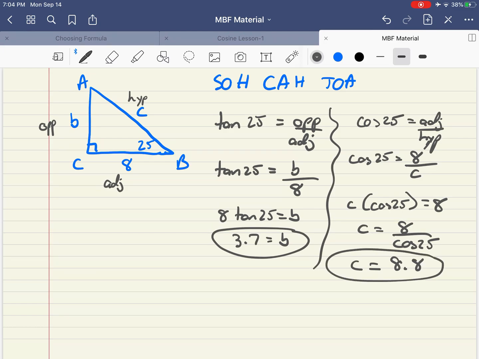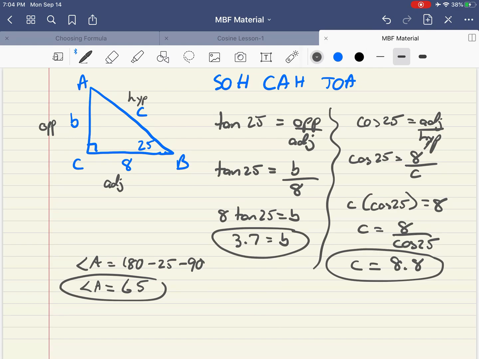Okay. So I've got the two missing sides. The very last thing I need to get is actually angle A. I'm missing angle A. And angle A is going to be pretty straightforward. Angle A is going to be 180 minus 25 minus 90. So you just subtract away the two angles you know, 25 and 90. When you subtract those away, you're going to get angle A equal to 65. Okay? So there's the three missing pieces of this triangle.